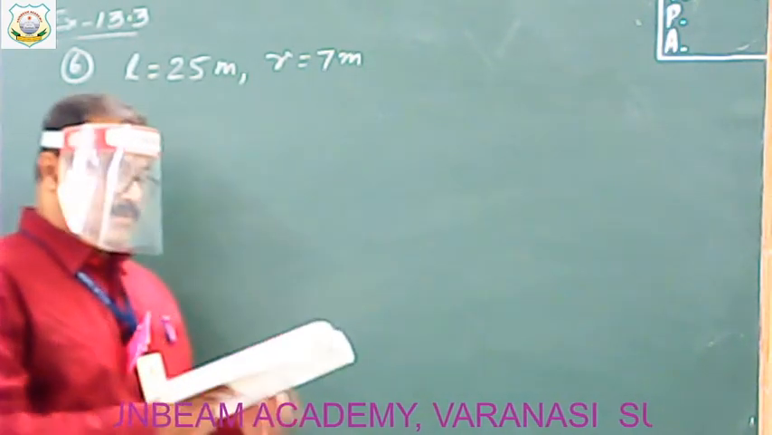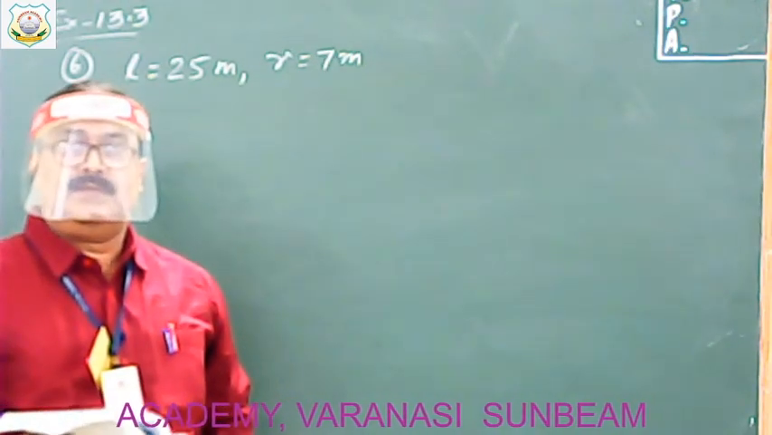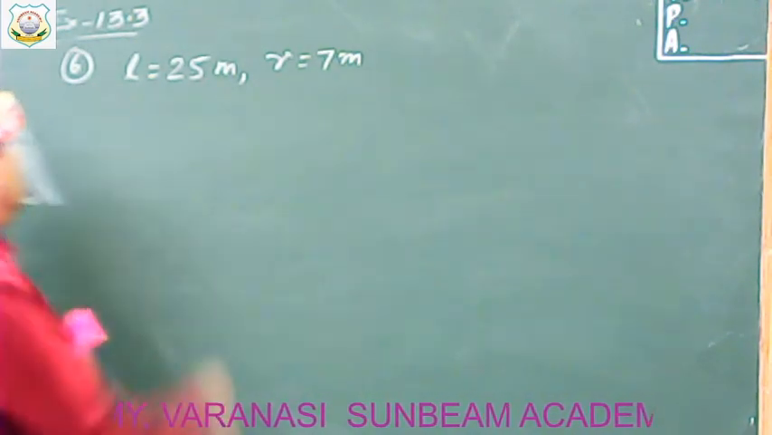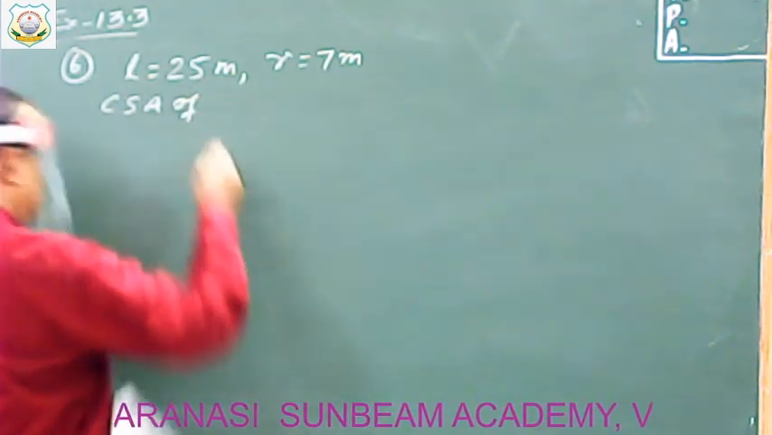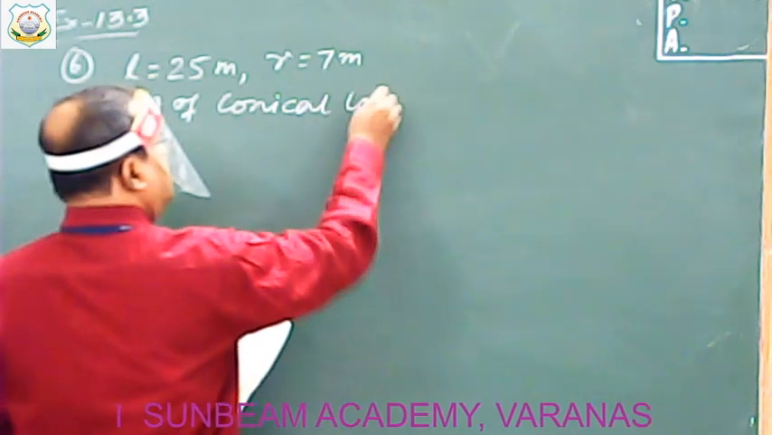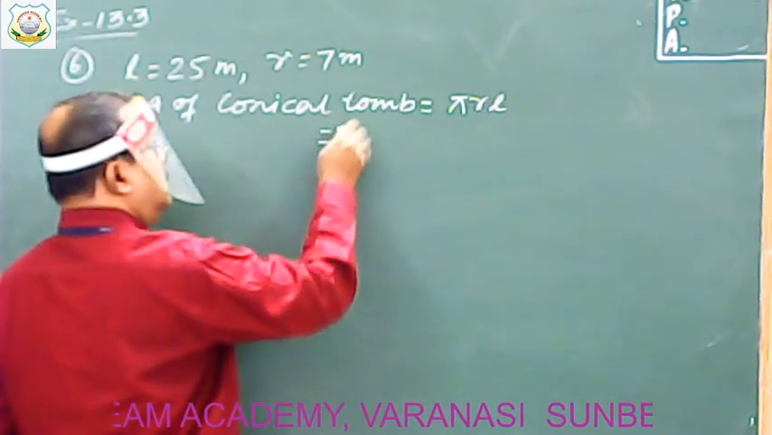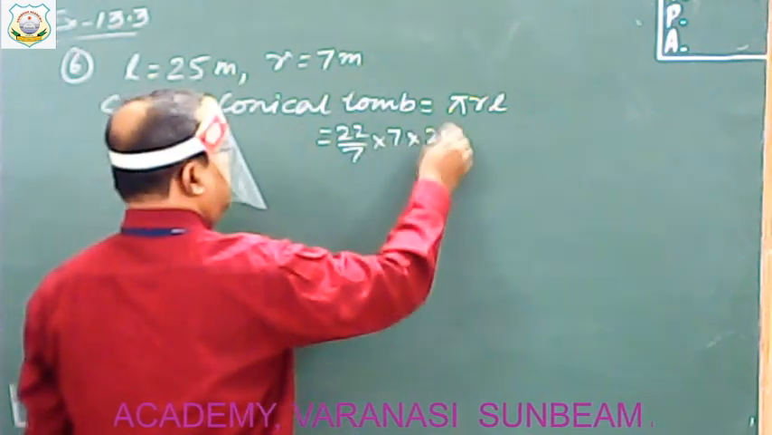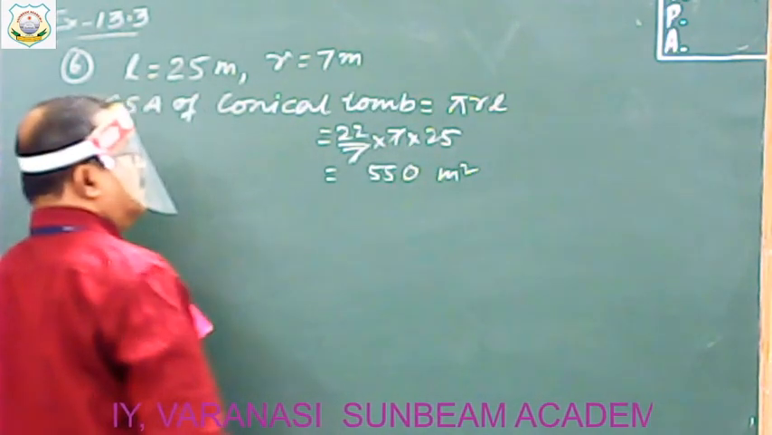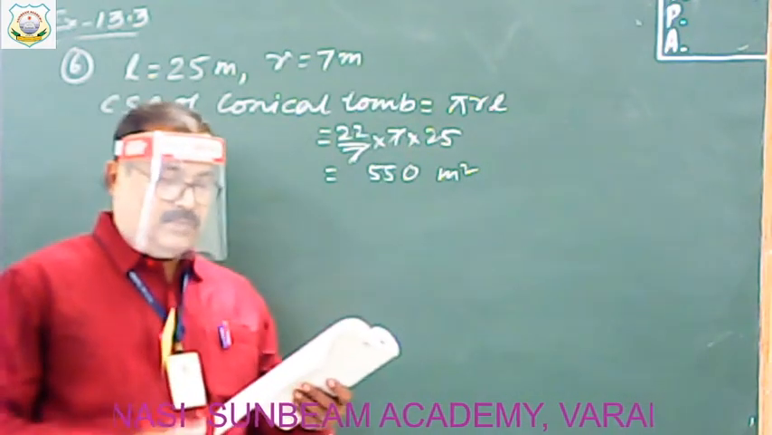Now to find the cost of whitewashing its curved surface, the rate is given as rupees 210 per 100 meters squared. So what you have to find is the curved surface area of the conical heap, which is very simple, pi r l. That is 22 by 7 into 7 into 25, which is 550 meters squared.